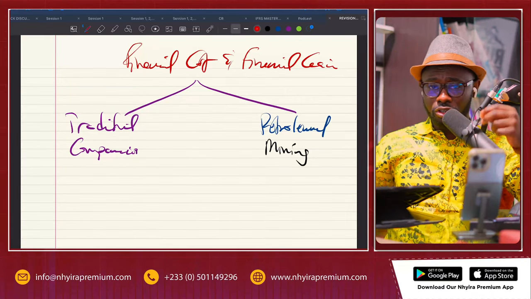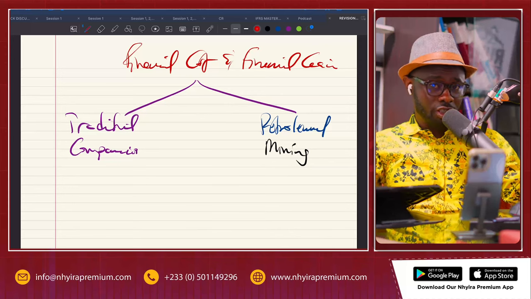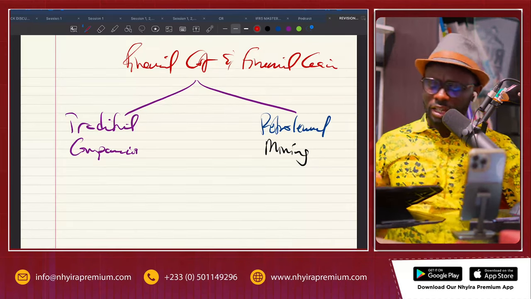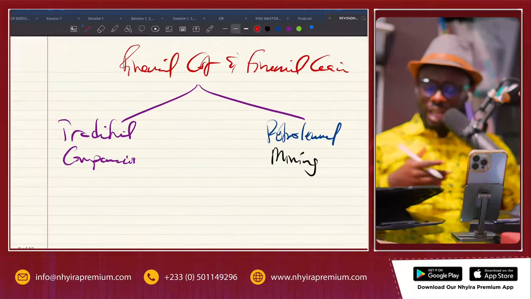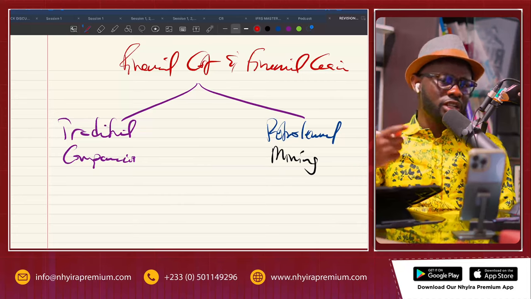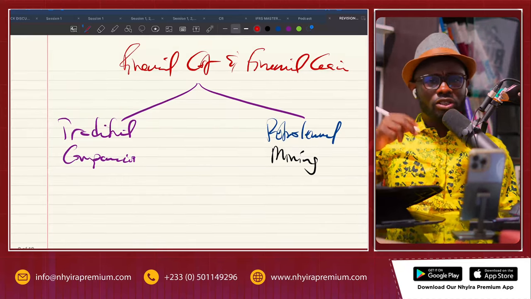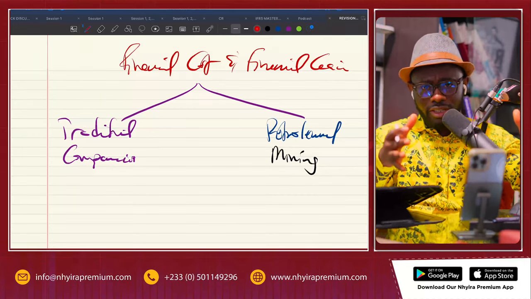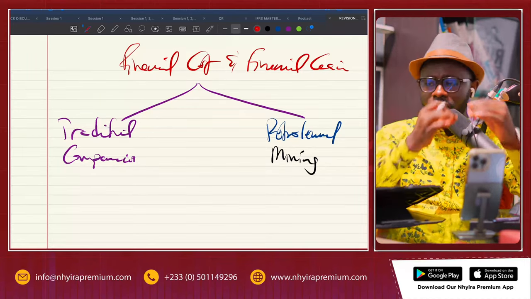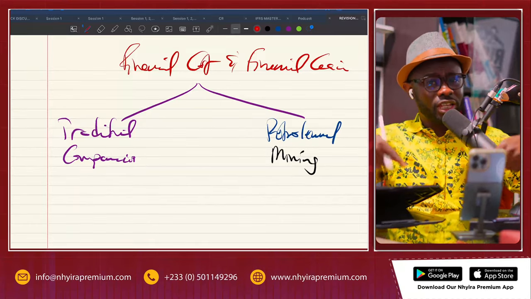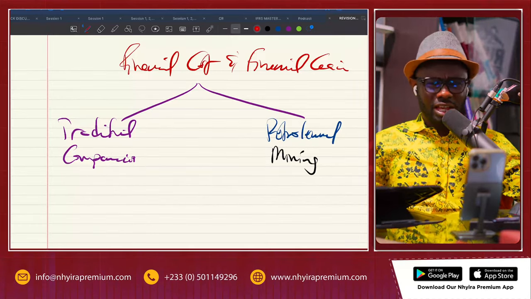So it's important you know the one-liner definition as well for these items. Now, once we know that, the question we then ask ourselves is, how do we treat financial cost and financial gain? It's important you understand that financial cost allowable for tax purposes is not on a wholesale basis. What the heck does that mean?